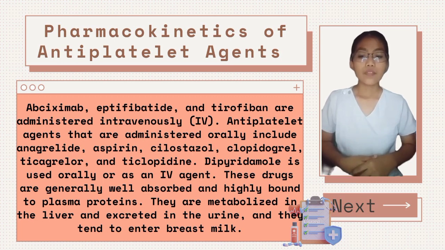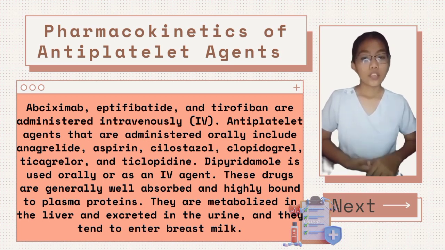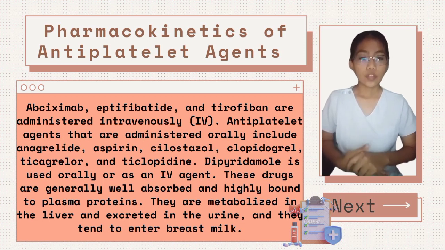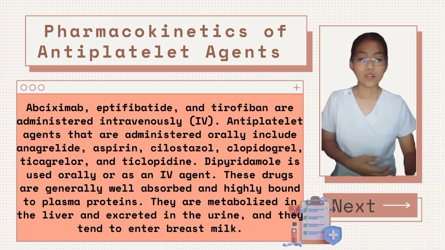Next is the eptifibatide. Its pharmacokinetics are linear and dose proportional for bolus doses ranging from 90 to 250 mcg/kg and infusion rates from 0.5 to 3.0 mcg/kg per minute. Plasma elimination half-life is approximately 2.5 hours.